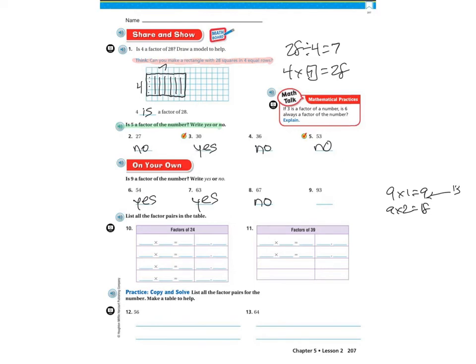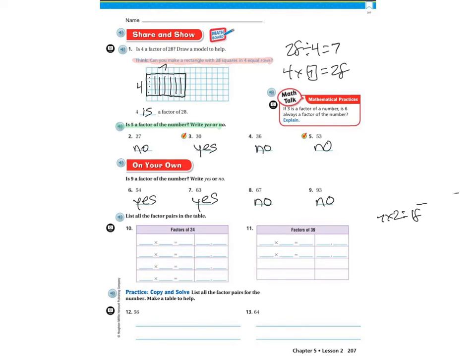And let's do the same thing with 93. 93. All right. 9 plus 3 equals 12. And then is 12 divisible by 9? We know it's not, but let's double check. 9 times 1 equals 9. 9 times 2 equals 18. And 12 is about right there. So that's another big old no.